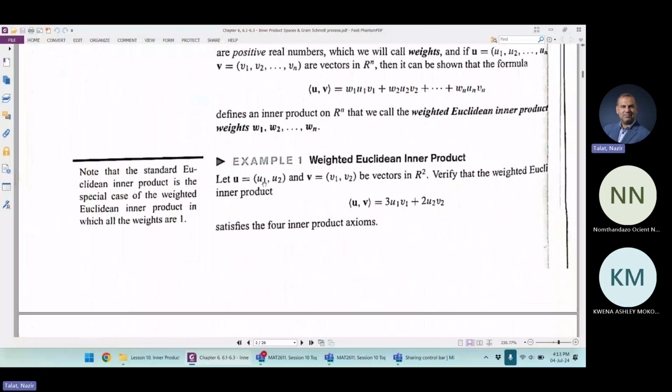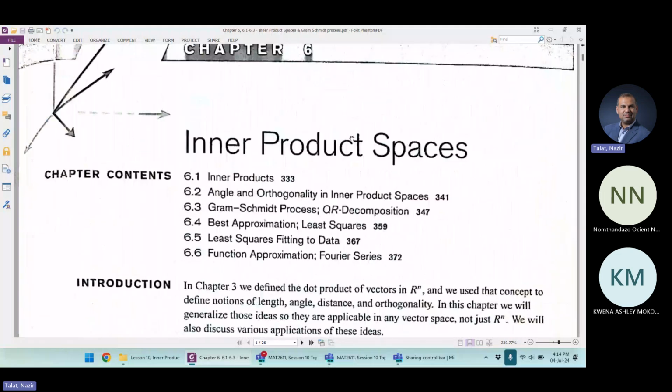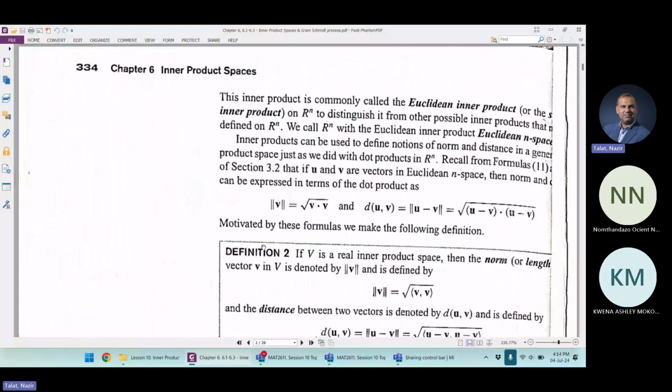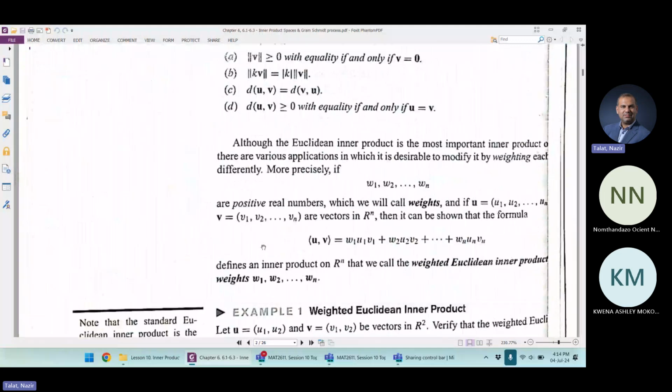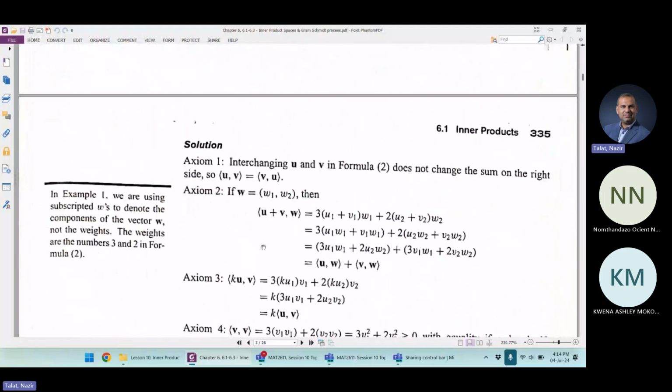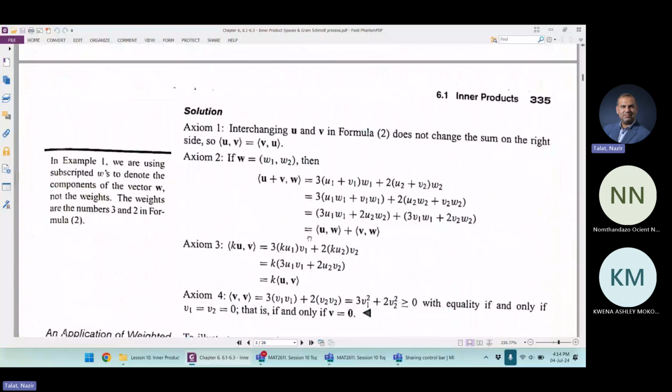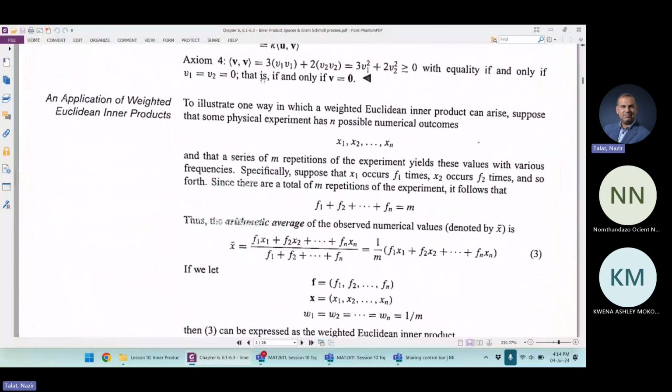For instance, if u is a vector (u1, u2) and v is a vector (v1, v2) from R square, we can verify that if we define the inner product of u with v as 3 times u1 v1 plus 2 times u2 v2, then it always satisfies all four axioms of the inner product space. These four axioms must be satisfied. Look here, it shows how it satisfies these four axioms, and one can see these things.